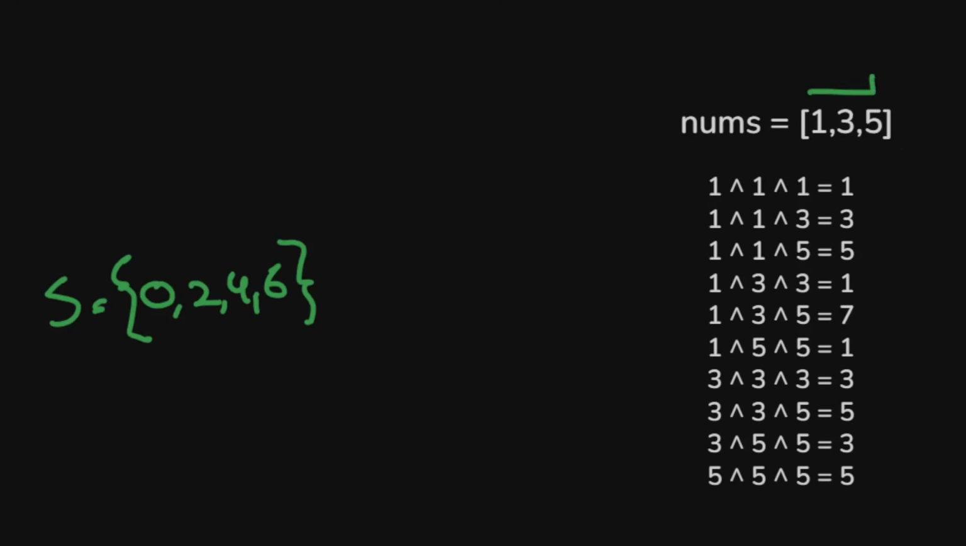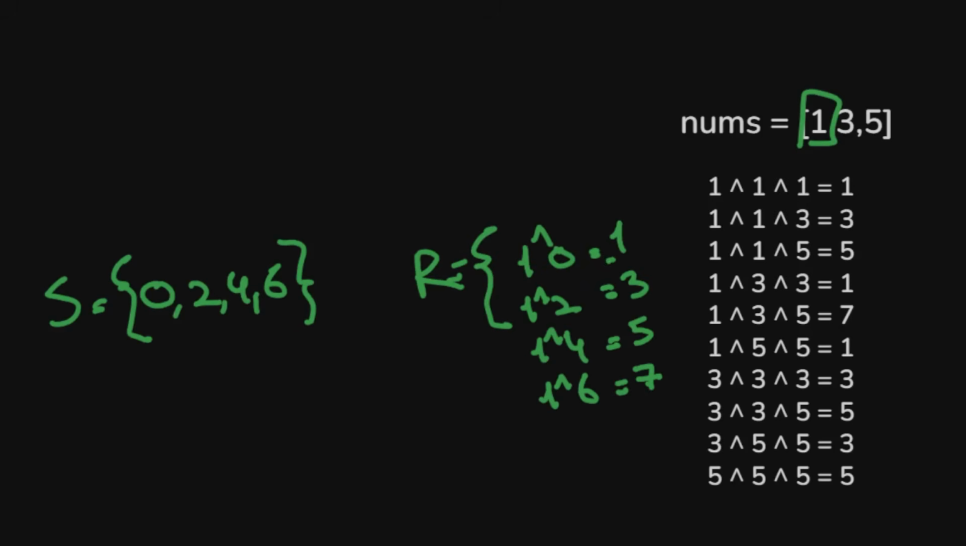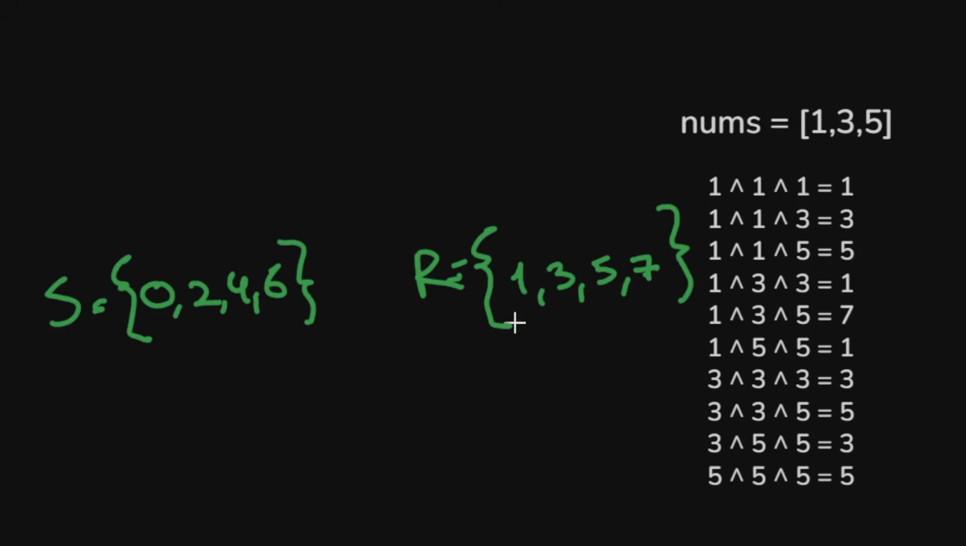So we can iterate nums once again, and from each number we take the current value XOR each of the values in the set. So we will have another set for the result, which is initially empty, and first we do 1 XOR 0. The result is 1, then we do 1 XOR the next value in the set, 2. The result is 3. Then 1 XOR 4. The result is 5. Finally 1 XOR 6, and the result is 7. So this will be the final set up to this moment.